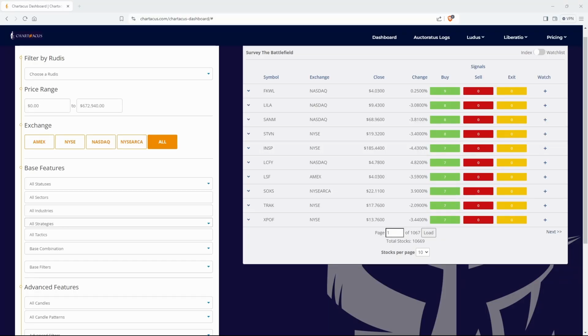All right, good morning. It's day 3 of the trade. Let's check into the site and see what Chartacus is doing. Once again, we're looking for the trade he's managing from August 16th for Siege strategy and tactic number 3. Let's go back to our watch list where we kept it.